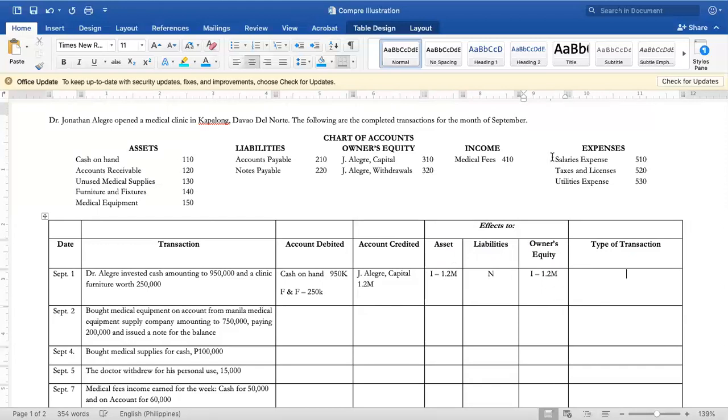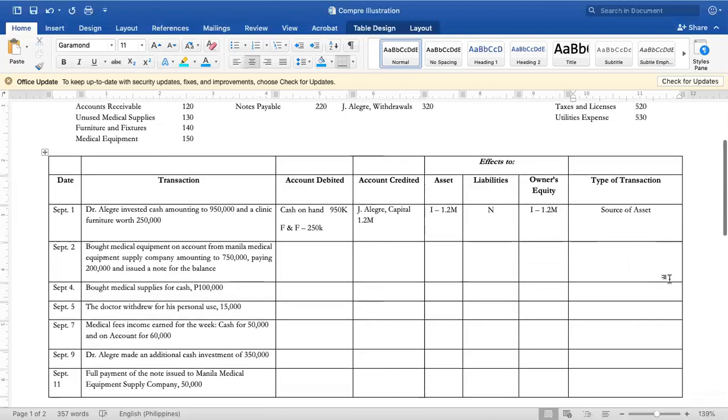Type of transaction, di ba? What type of transaction, di ba? So the affected account is ni-increase ang asset at the same time ni-increase ang owner's equity. So what type of transaction is that? Di ba? It's a source of asset transaction. But based on the discussion, diba? So this is the effect is under the source of asset type of transaction. So there's an increase in asset, increase in owner's equity. So this is source of asset transaction, type of transaction. So let's proceed with the second, September 2 transaction.